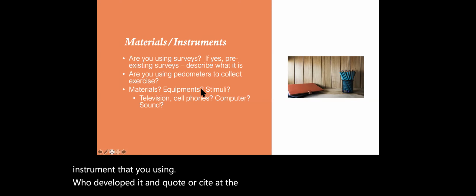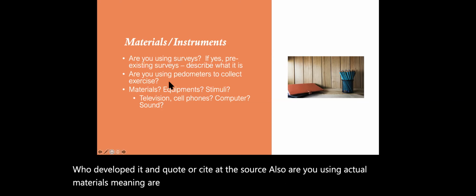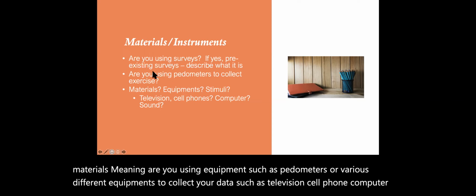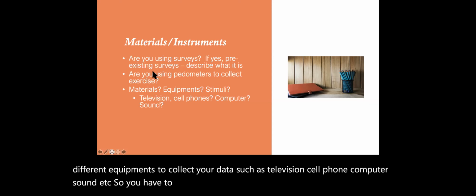Also, are you using actual materials? Meaning, are you using equipment such as pedometers or various different equipments to collect your data, such as television, cell phone, computer, sound, etc. So you have to list all of them in terms of what you're going to be using.